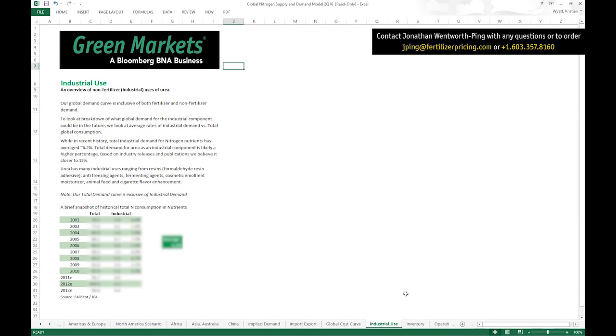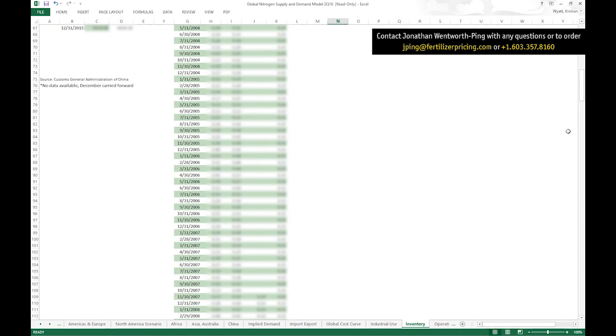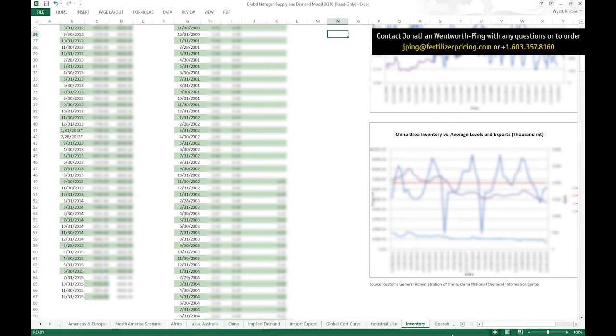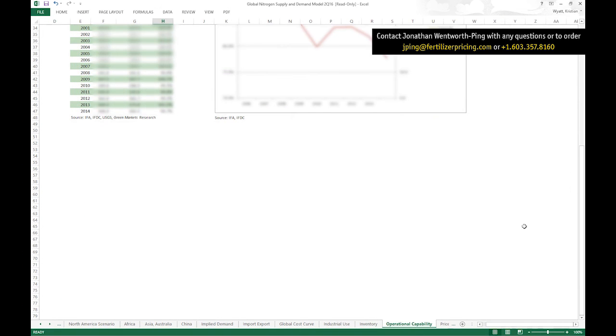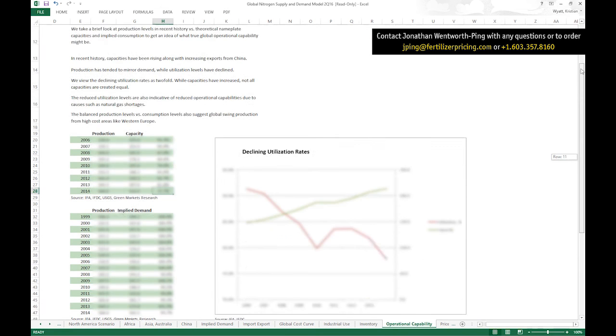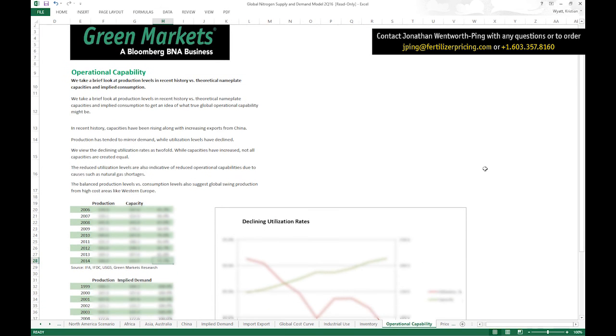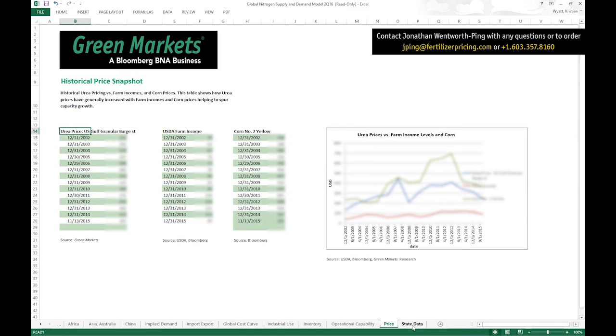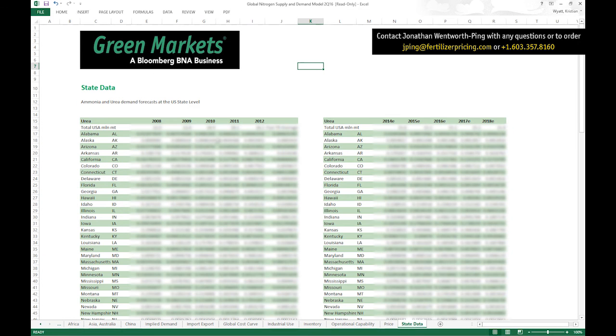Then a few additional tabs just to close. One here for industrial use, non-fertilizer uses of nitrogen, some inventory numbers as well. And then finally some state data to close.